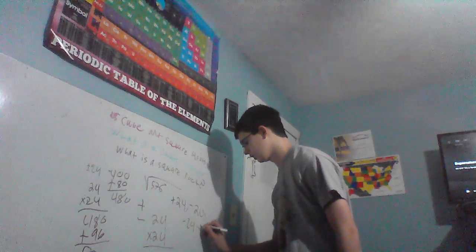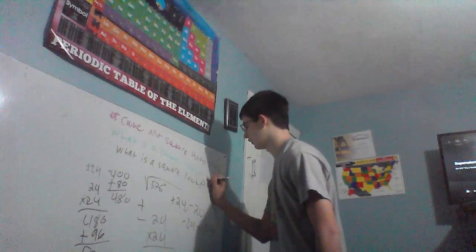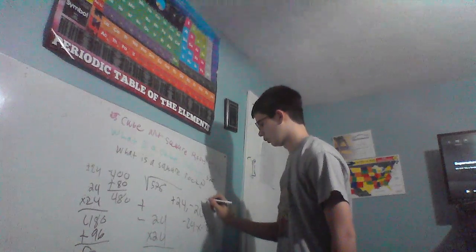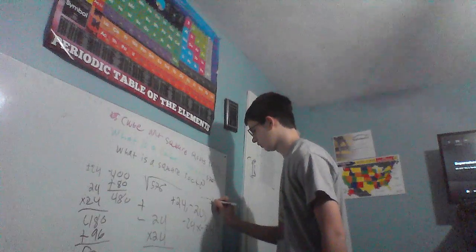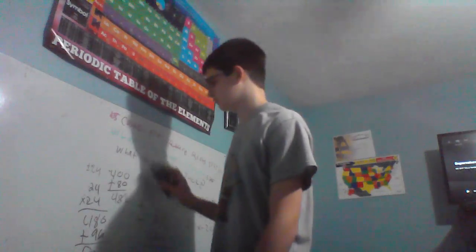Negative 24 times negative 24: since 24 times 24 is 576, well, what's negative times negative? That's a positive, right? So negative times negative is always a positive.